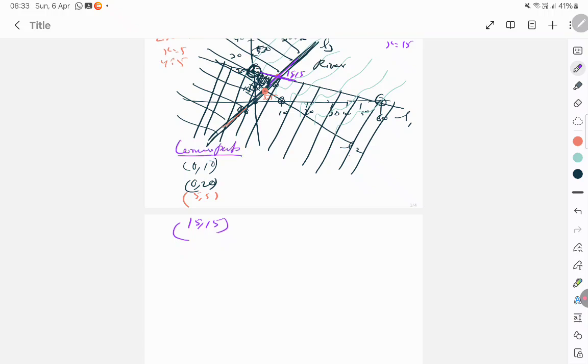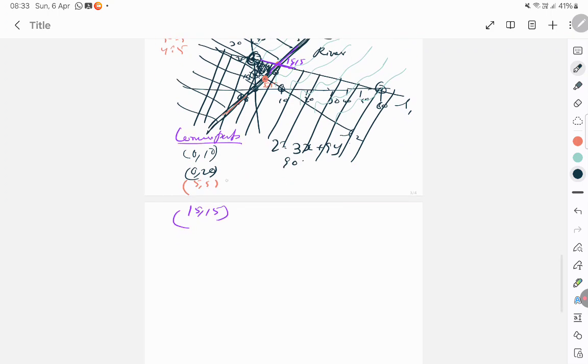Now substitute in the objective function. What is the objective function given in the question? It is 3x plus 9y, correct? So substitute x and y. This will be 90. Next, 0 comma 20 gives 180. 5 3s are 15 plus 9 5s are 45, so this will be 60. 15 3s are 45 plus 15 9s are 135, you can add these two.